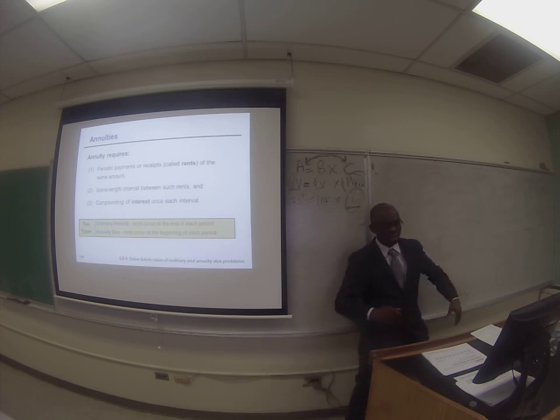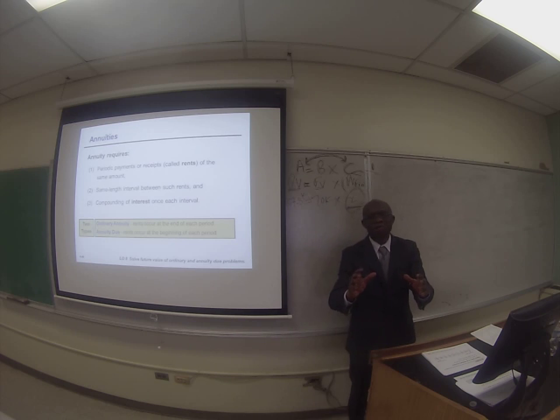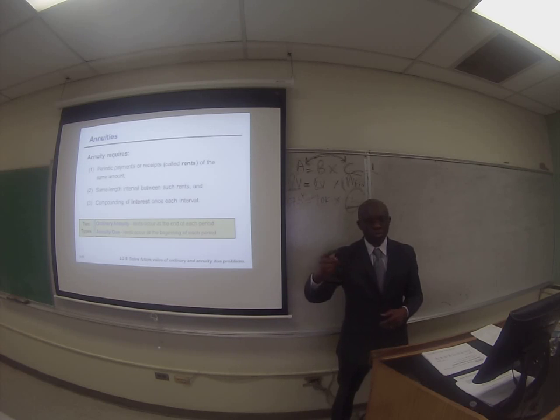What does that mean? So for us to have annuity, 2 things have to happen. Number 1, the amount that we are going to pay periodically, or the amount that we are going to receive periodically, has to be the same. So if we were to receive money from somebody and we are getting $1,000 every month, that amount has to be the same.